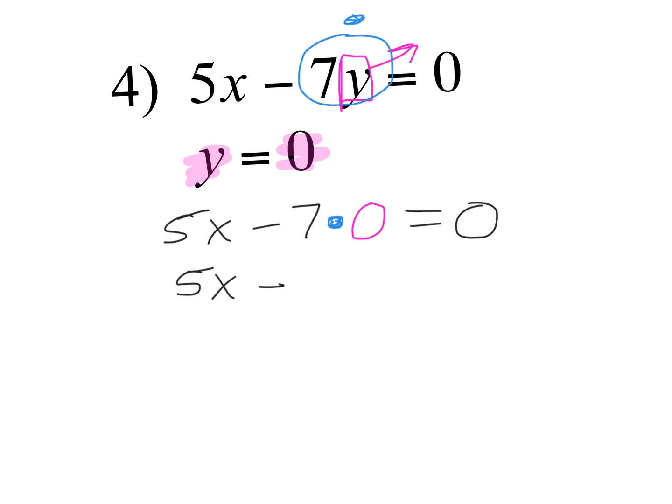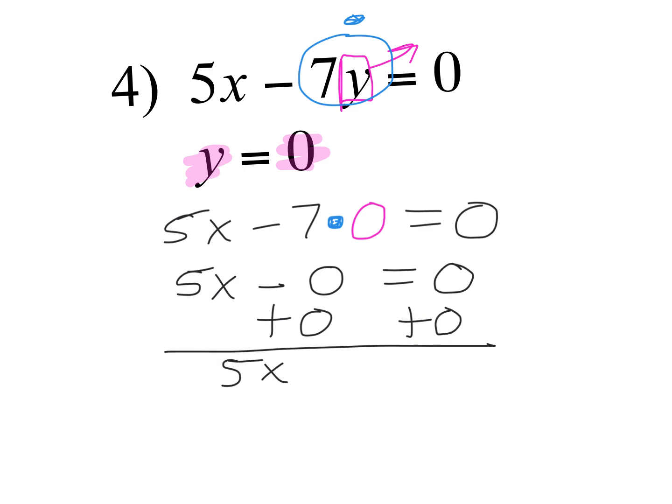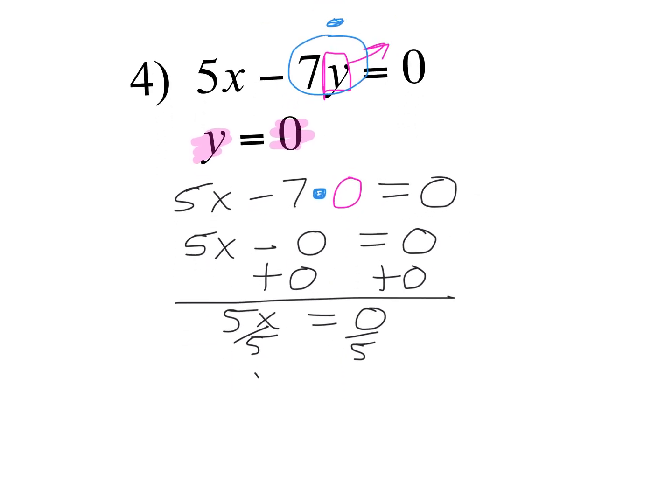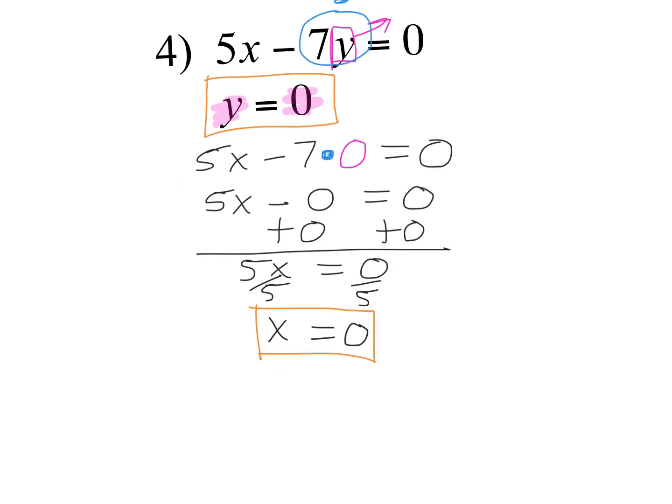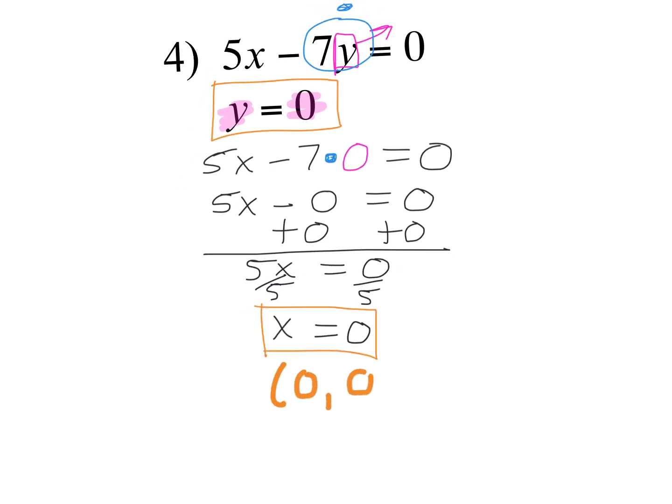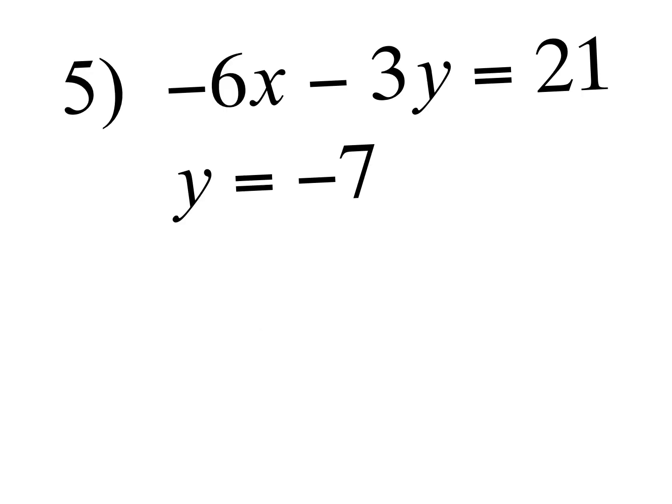So I've got 5x minus 7 times 0 is 0. Okay, so I guess I could add 0 to both sides, but it's really just going to give me the same thing. Then I need to cancel out that 5 by dividing both sides by 5. So my x is equal to 0. So if x is equal to 0 and y is equal to 0, then that means that my solution is 0, 0.